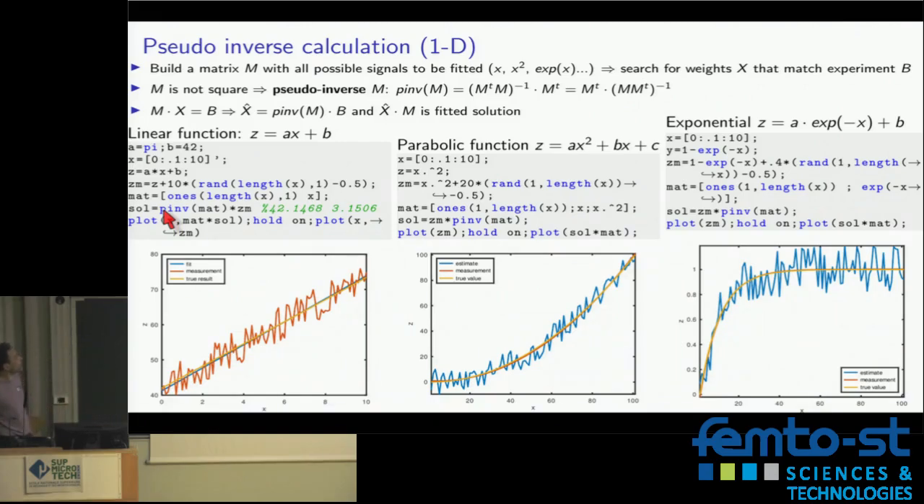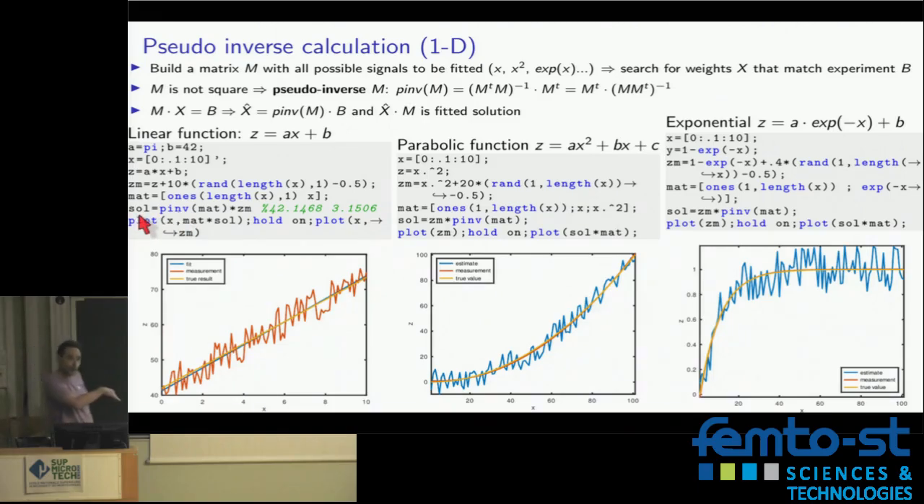So you see in this case, for example, I just took random values, A equals pi, B equals 42, and the red line here is your noisy signal, and the yellow line is your estimate. So you get something which is estimated as 42.14 instead of 42, you get 3.15 instead of pi. So the solution is not too bad.